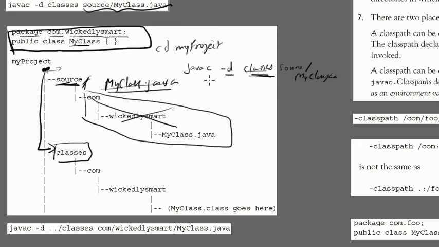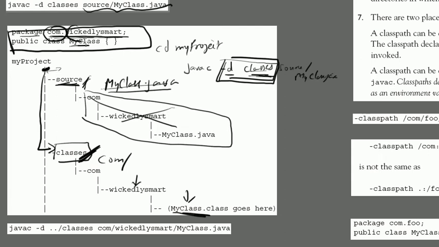So what happens when I compile this is, because MyClass.java is put in package com.wickedlysmart, the compiler would come to classes because that's the destination supplied here, and generates a class file with a fully qualified name. It takes the package, which is com, it creates the com folder, and then wickedlysmart, which is this one here, and then creates MyClass.class. So within this destination, the compiler will create a folder com and under it subfolder wickedlysmart, and then puts MyClass.class.